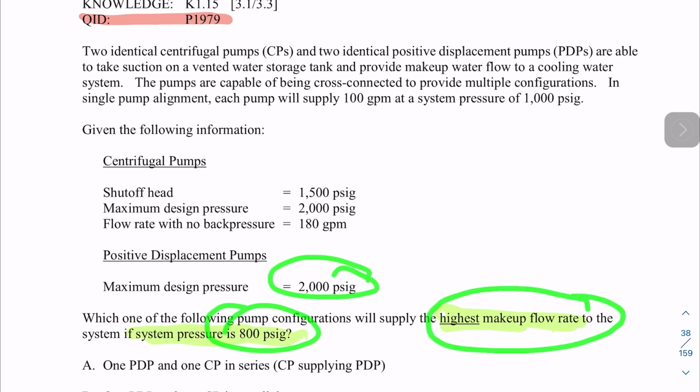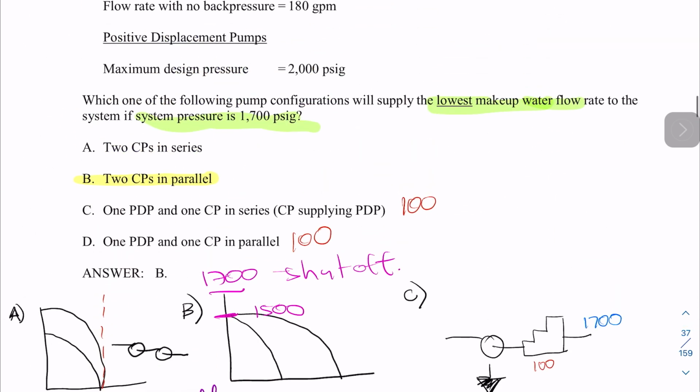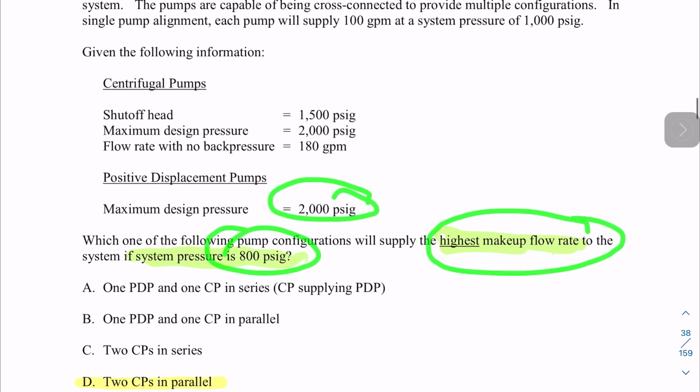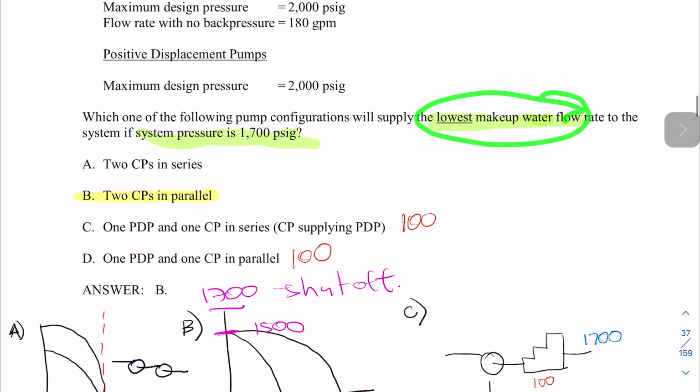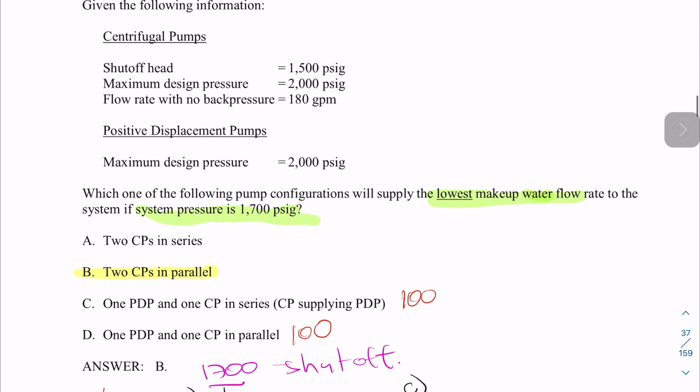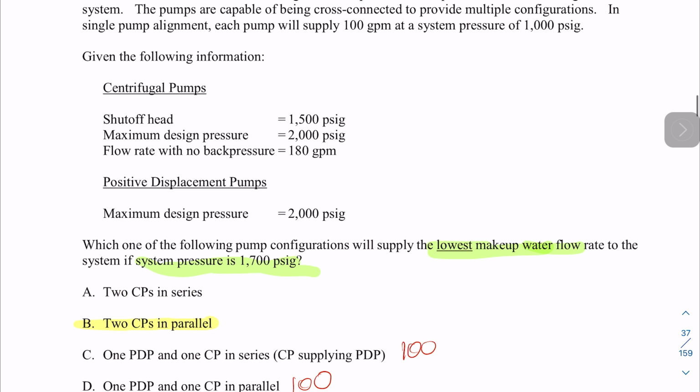This one is asking for the highest makeup flow rate. This one is the lowest flow rate. Which one is giving you the lowest flow rate? This one is 2 CPs in parallel. This one, 2 CPs in parallel, and it's going to depend on these values. You check at the shut-off head.